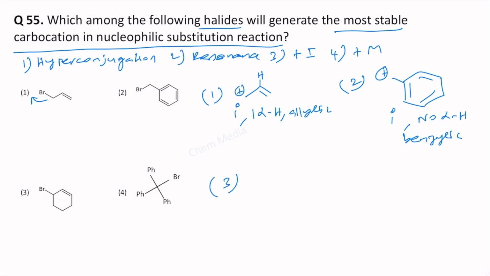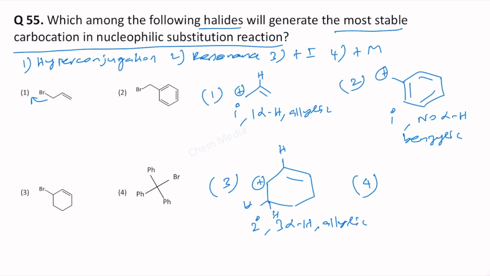In the case of 3, we will get a secondary carbocation. It is allylic once again, but it is secondary with 3 alpha hydrogens. We have 1 alpha hydrogen here, we have 2 alpha hydrogens here. Therefore, compared to 1, 3 will be more stable. So it is allylic. In the case of 4, we will get a tertiary carbocation, but we have 3 phenyl rings. It is benzylic, but with 3 phenyl rings, this will be much more stable than all other carbocations.